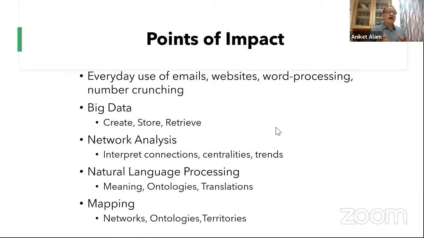And then the other big point of impact where computers are making a big difference is network analysis. And that is not something which started with computers, but a large part of computer analysis is that. A large part of what all these people gathering our data, whether it's Google or Amazon and all that, are doing to understand consumer behavior, what citizens are doing, to prevent crime, or anything else, is basically network analysis. Look at the connections, the centralities, the trends, interpret them.